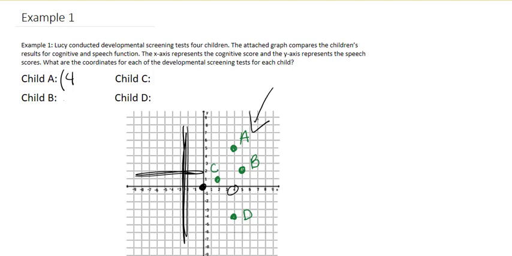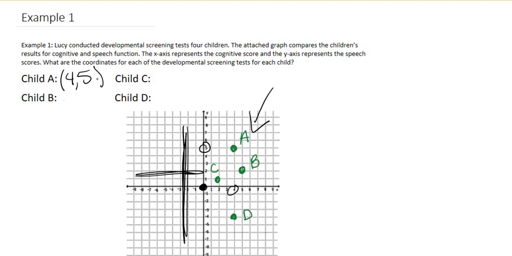Now we look at the y-axis. We have to go up 5 places from the origin, because we always start at the origin, we go up, and we go 5 spots. So we'll just write down 4, 5 for our coordinate for child A.